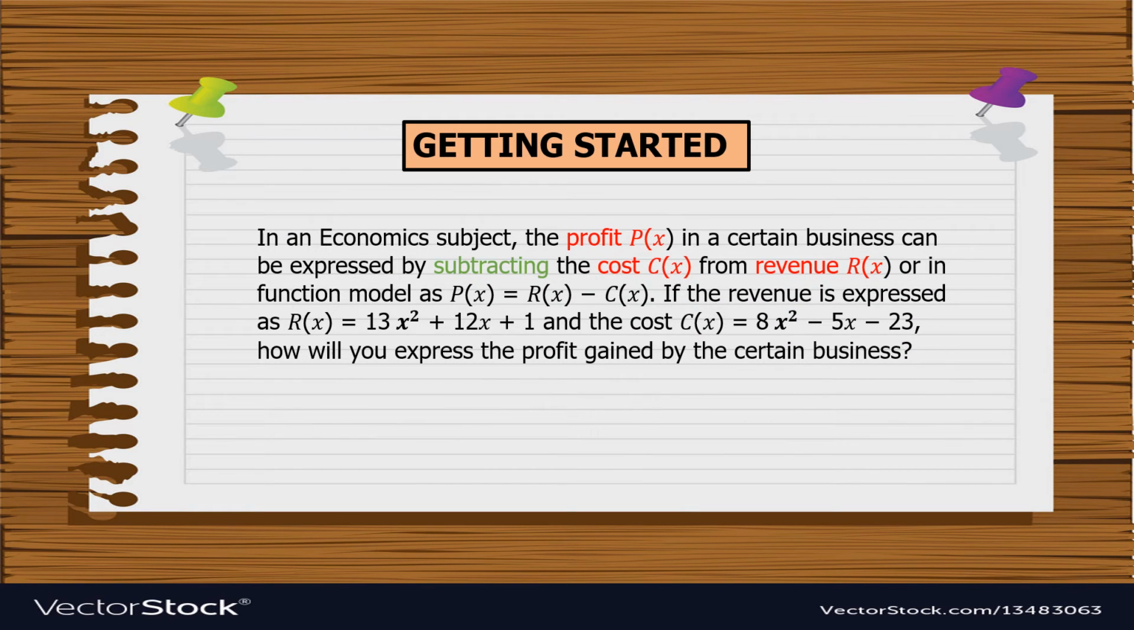In an economics subject, the profit P of x in a certain business can be expressed by subtracting the cost C of x from revenue R of x, or in function model as P of x equals R of x minus C of x. If the revenue is expressed as R of x equals 13x squared plus 12x plus 1, and the cost C of x equals 8x squared minus 5x minus 23, how will you express the profit gained by the certain business?